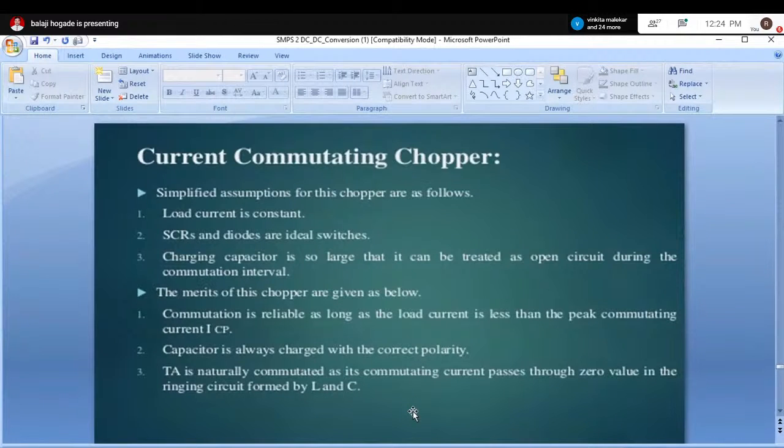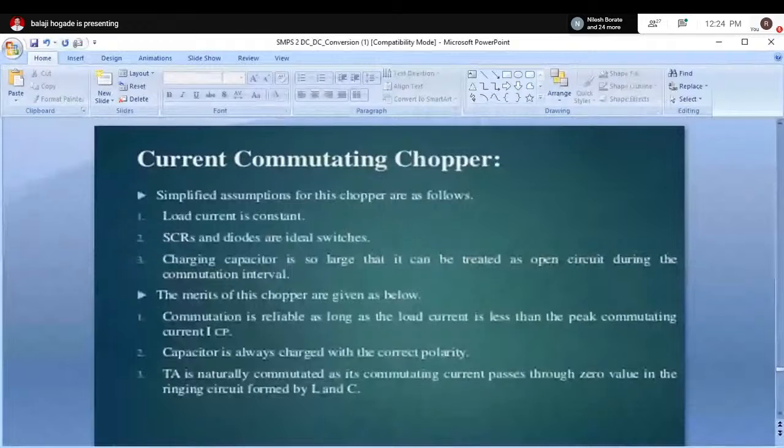Capacitor is always charged with the correct polarities, and TA is naturally commutated. The auxiliary thyristor is naturally commutated as its commutating current passes through zero value in the ringing circuit formed by the L and C. What is this ringing circuit? It is a resonant type of circuit which generates sinusoidal waveforms.